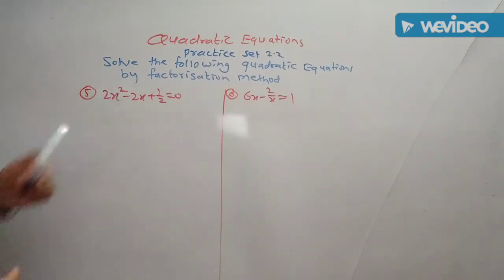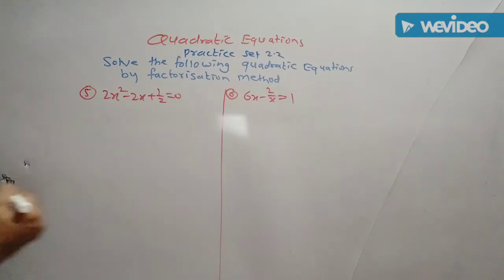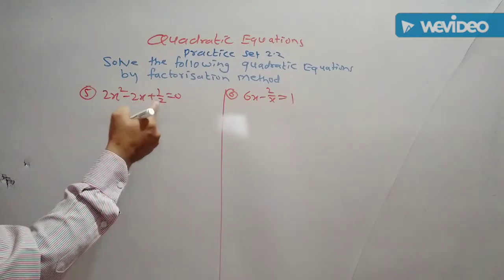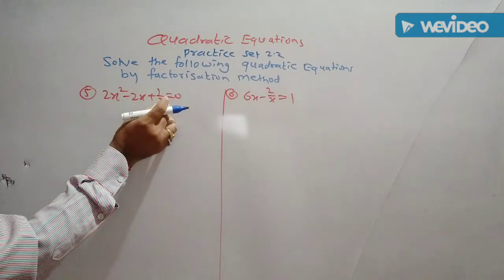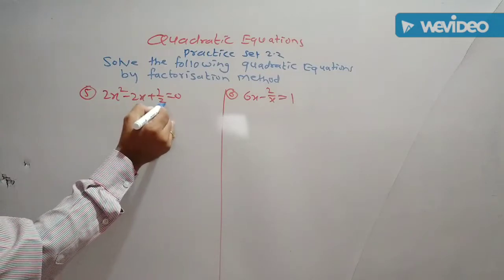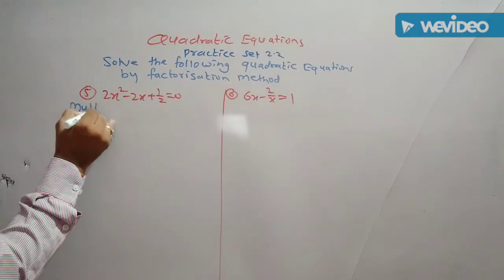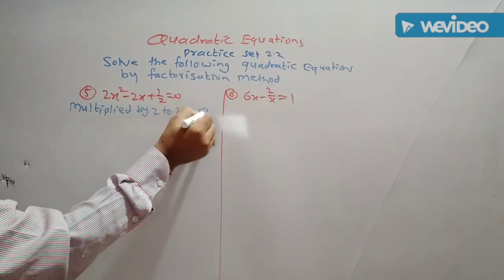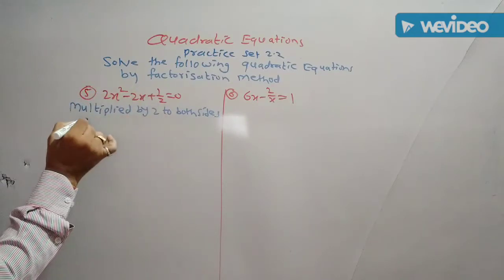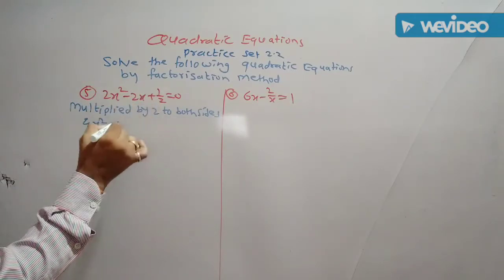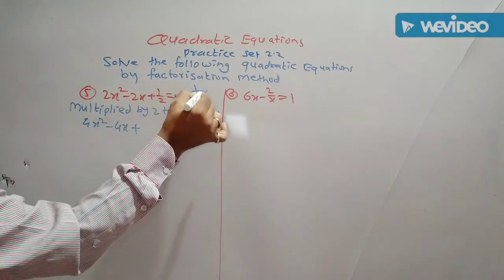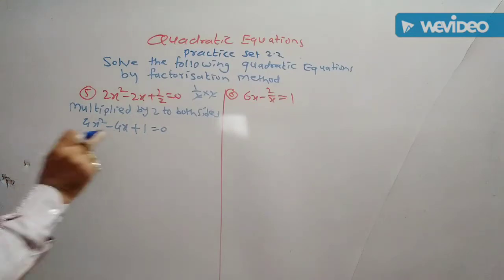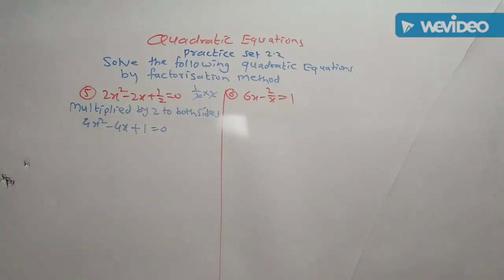Next example is 2x square minus 2x plus 1 half is equal to 0. If we see, the constant term is not an integer, it is a rational number. Therefore to convert it into an integer, we multiply by the number in the denominator. In the denominator we have 2, therefore we multiply by 2 on both sides. We get 2 into 2, 4x square, minus 2 into 2, 4x, plus 1 half into 2. 2 gets cancelled, the remaining is 1, and therefore we get 4x square minus 4x plus 1 is equal to 0.